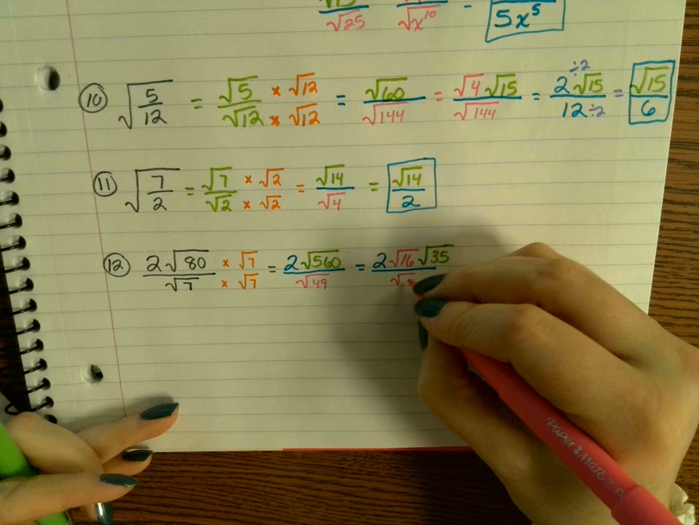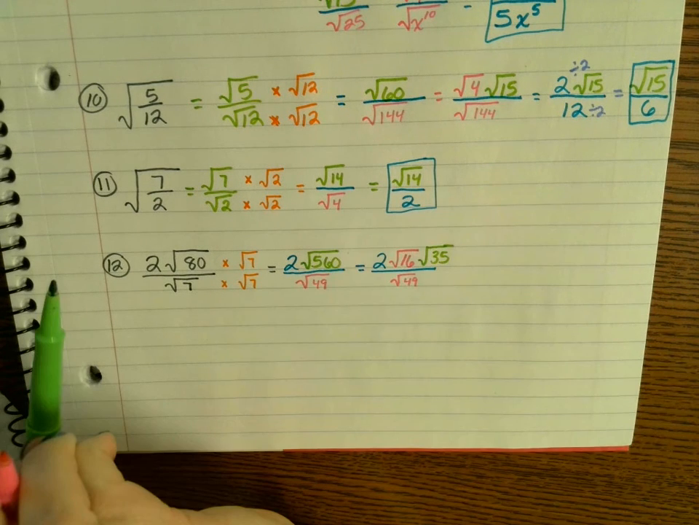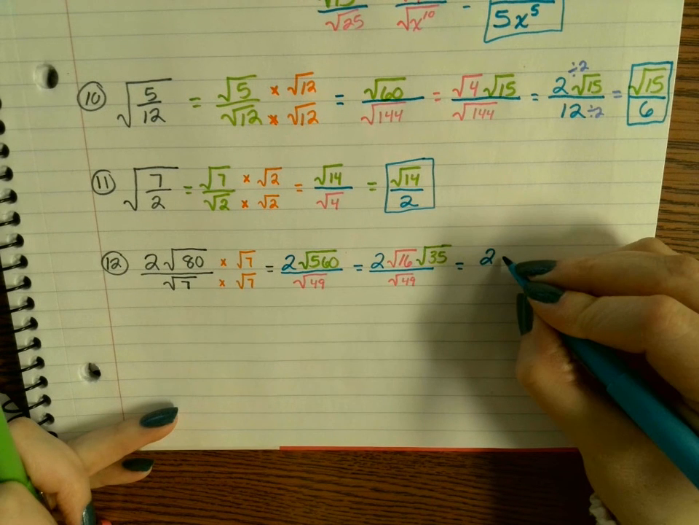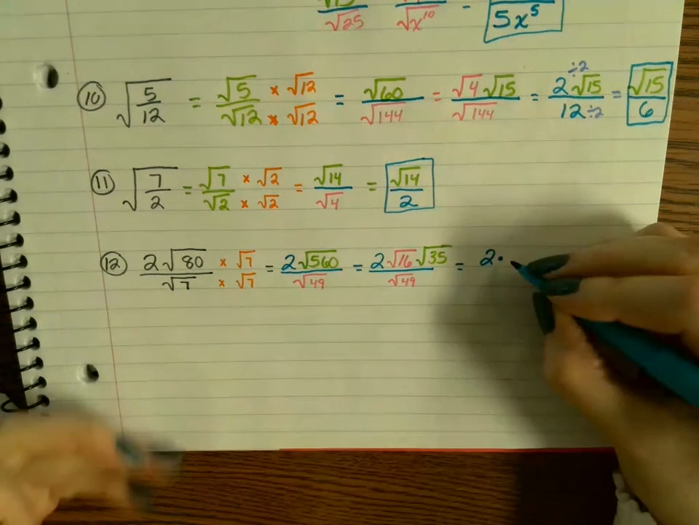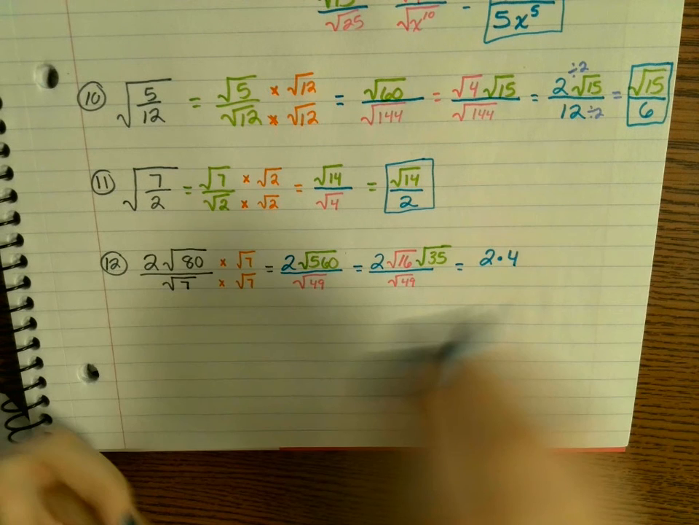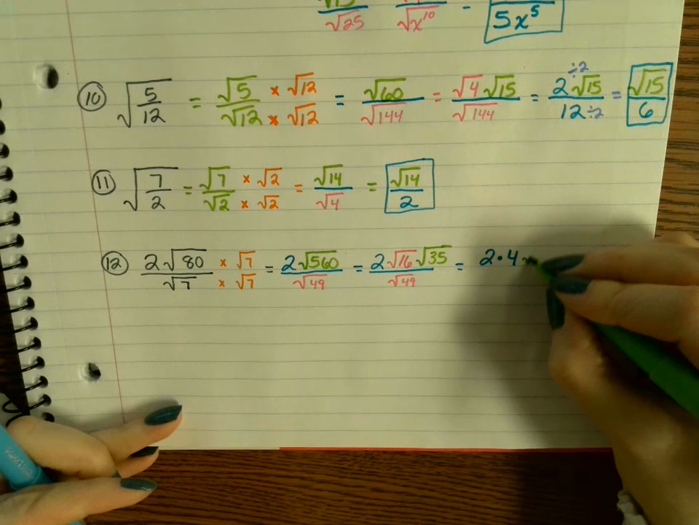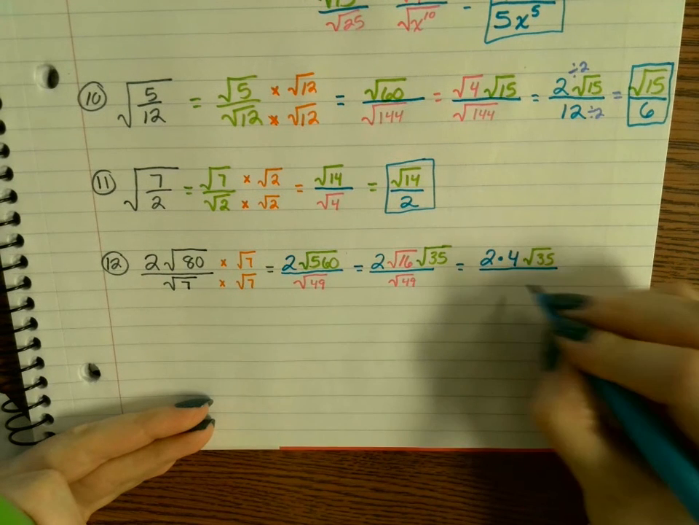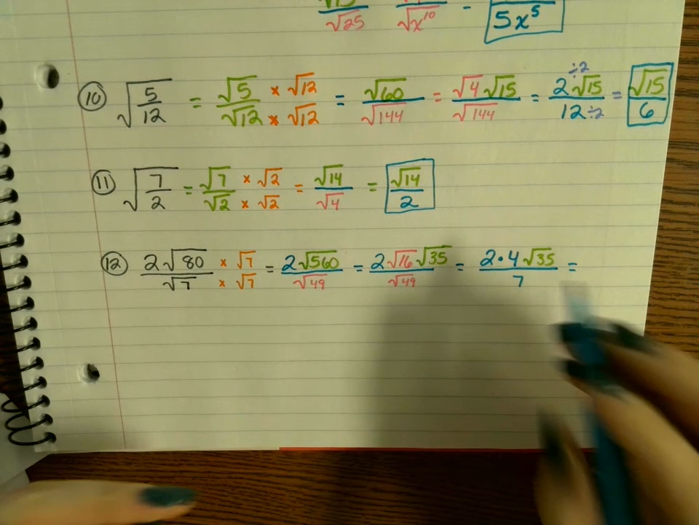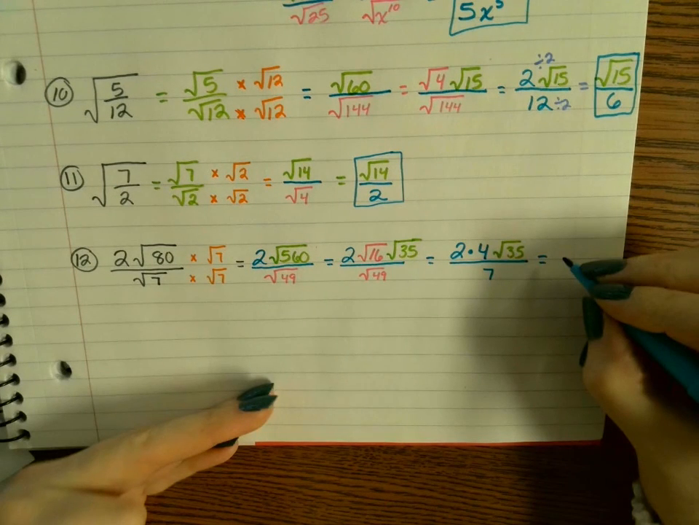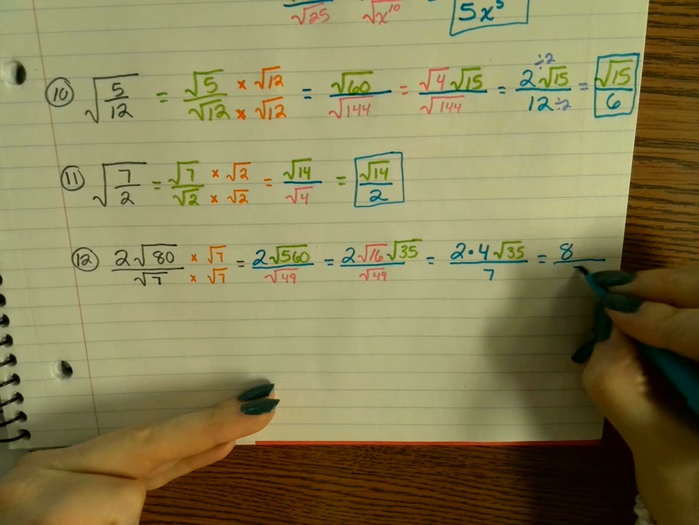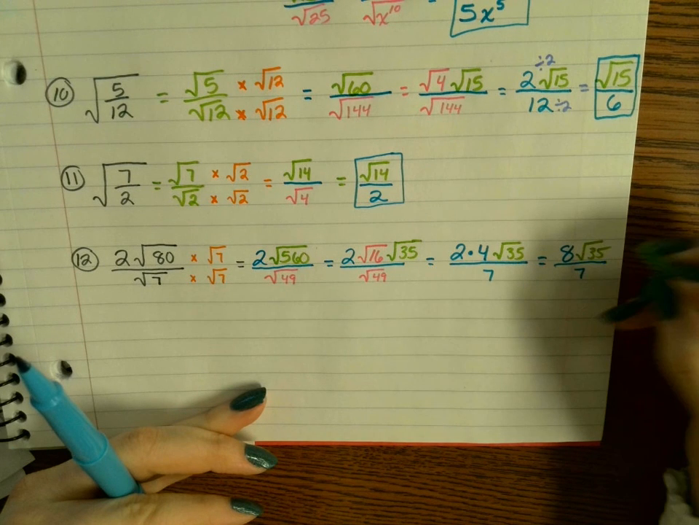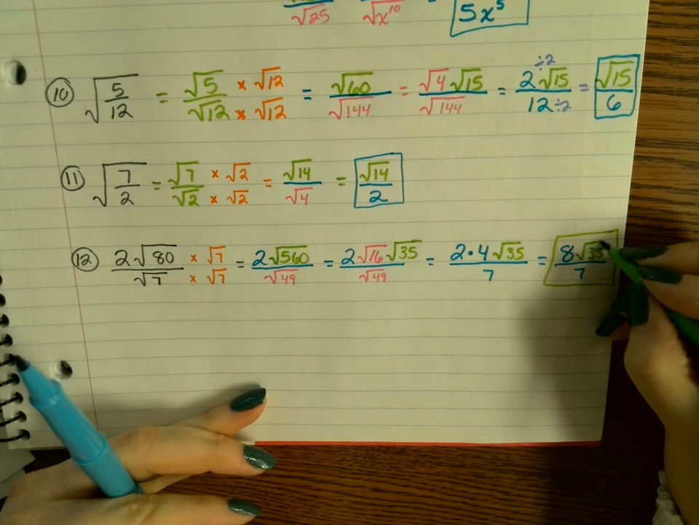All right, so now we just go ahead and start simplifying. We still have that 2 times, what's the square root of 16? 4. And then square root of 35 over, what's the square root of 49? 7. Now we can still multiply 2 times 4. 2 times 4 is going to give us 8. So we're going to get 8 square root of 35 over 7. And that's as far as we can go. We cannot simplify any further because 8 and 7 cannot be simplified.